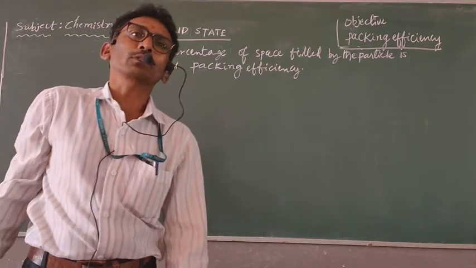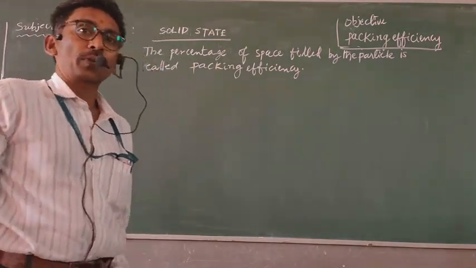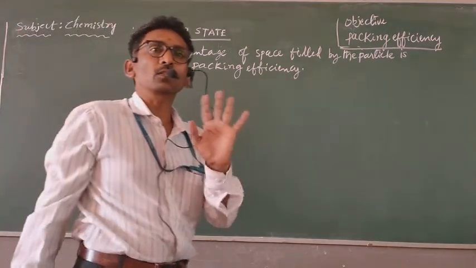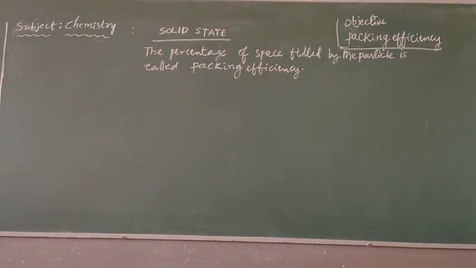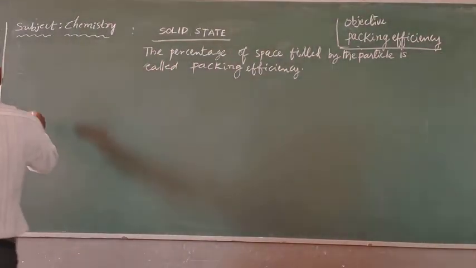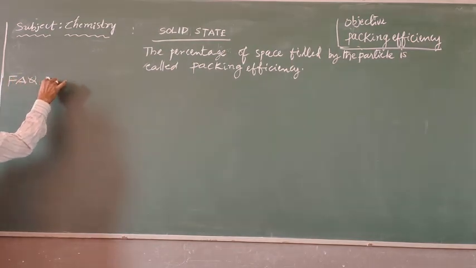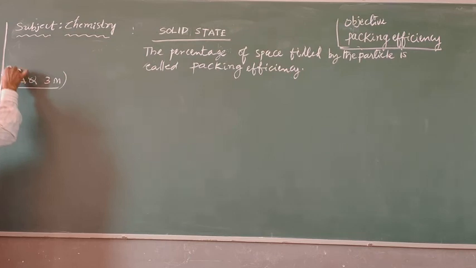Here we have three crystal systems, three unit cells: simple cube, face centered, body centered. End centered is not there. And for these three unit cells we have to discuss packing efficiency. Yes, this is a frequently asked board examination question in Karnataka state, a frequently asked 3 marks question.